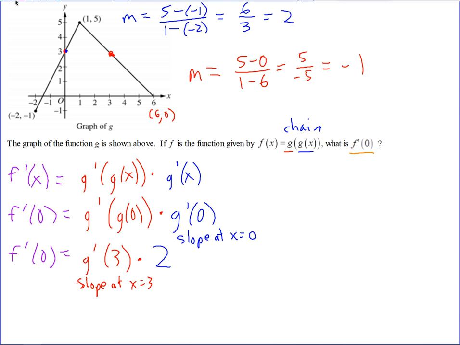So f prime of 0, so that's a negative 1. So negative 1 times 2, so negative.